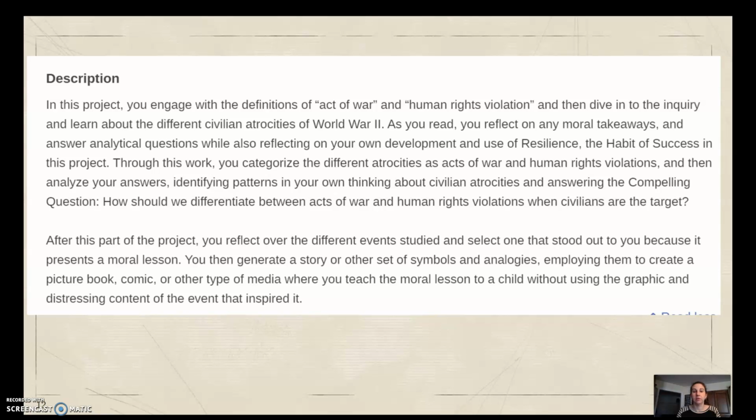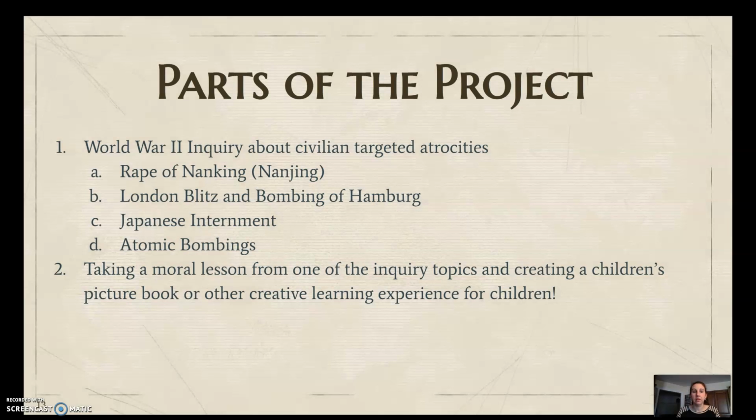And then when we're all done looking at what has happened, the different atrocities, you are going to pick one of these, like I said, and you're going to make it into a picture book, a comic, or some type of media where you tell a moral lesson to a child without using a lot of graphics. You tell it in a way like the Dr. Seuss that we looked at. Tell it in a way that children can understand it, and it presents a lesson, but not in a way that's frightening. Okay, and then like I said, these are the parts of the project, and next week will be on taking a moral lesson and creating the picture book.